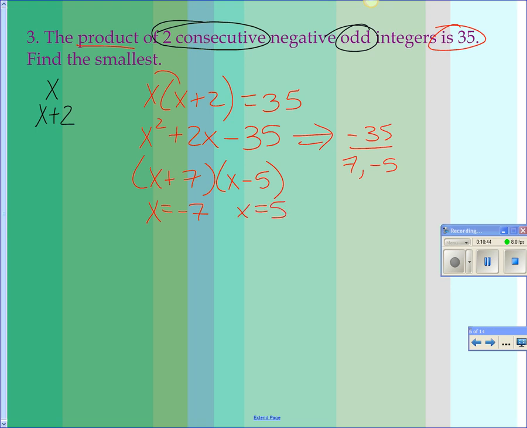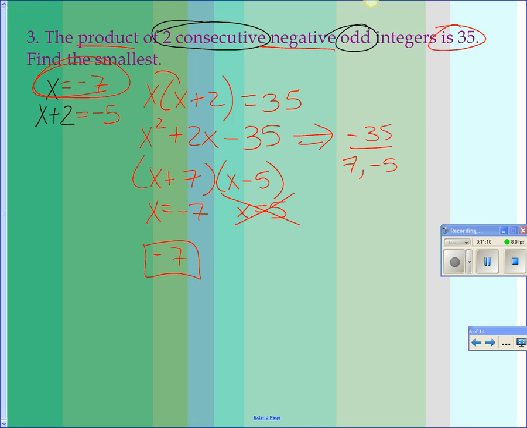And on this one, you wanted the negative. You wanted the negative. So you cross that one out. So x is negative 7 and x is negative 5. And what did it say to find? The smallest, which is negative 7 is the smallest. Yep. So negative 7 is actually smaller than negative 5.